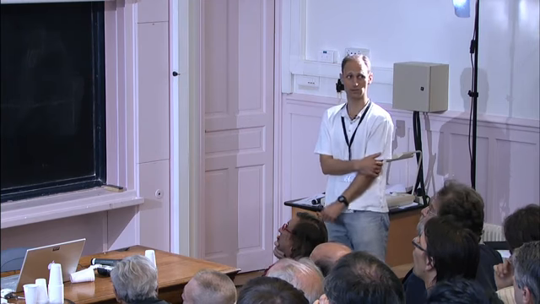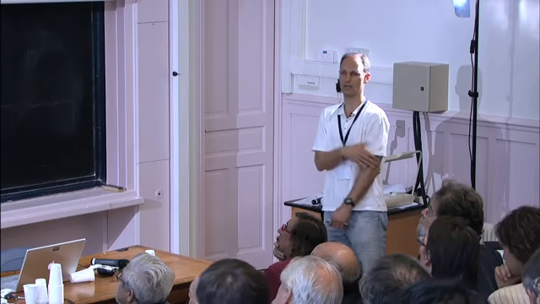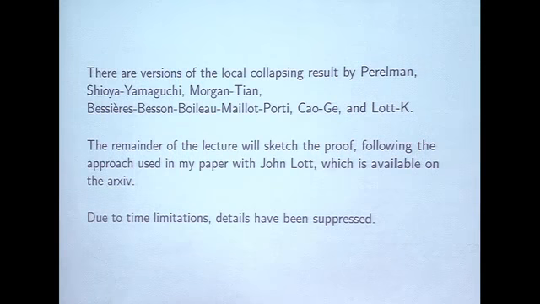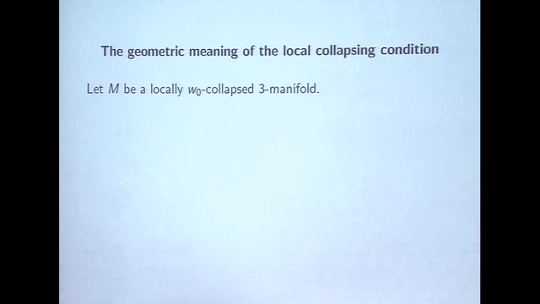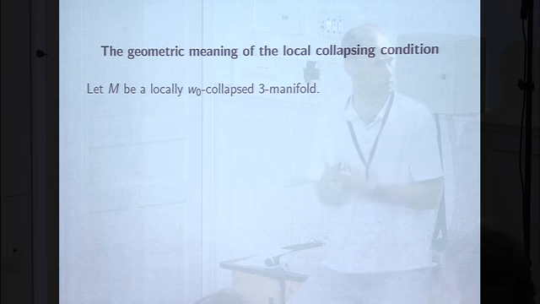So in the remaining time, I want to say a little bit about the proof of this collapsing result. So this is just a sketch, and I'll be following the line that John Lott and I use. And I want to emphasize that this really is a sketch, so many details are suppressed. Okay. So first of all, let's come back to the assumption. So I want to look at a locally w0 collapsed 3 manifold, where I think of w0 as being small.